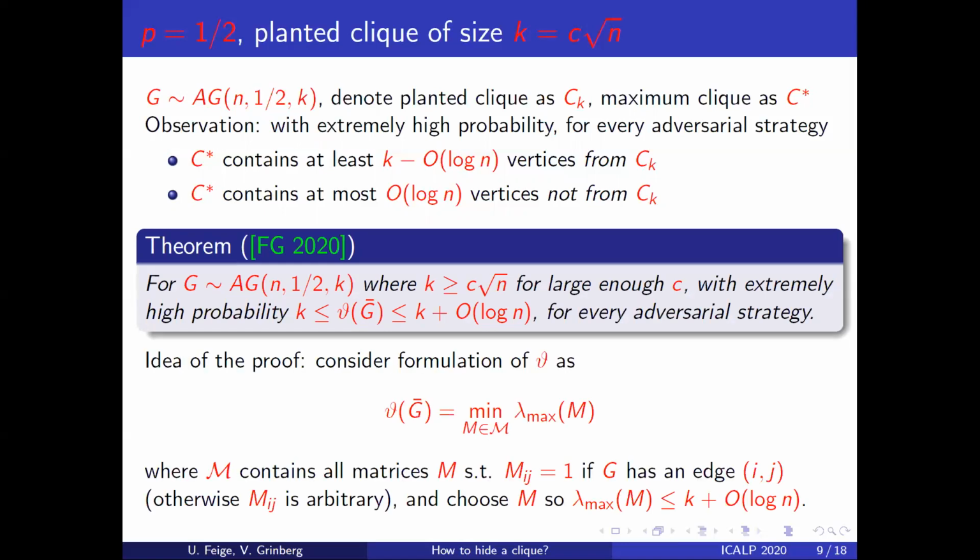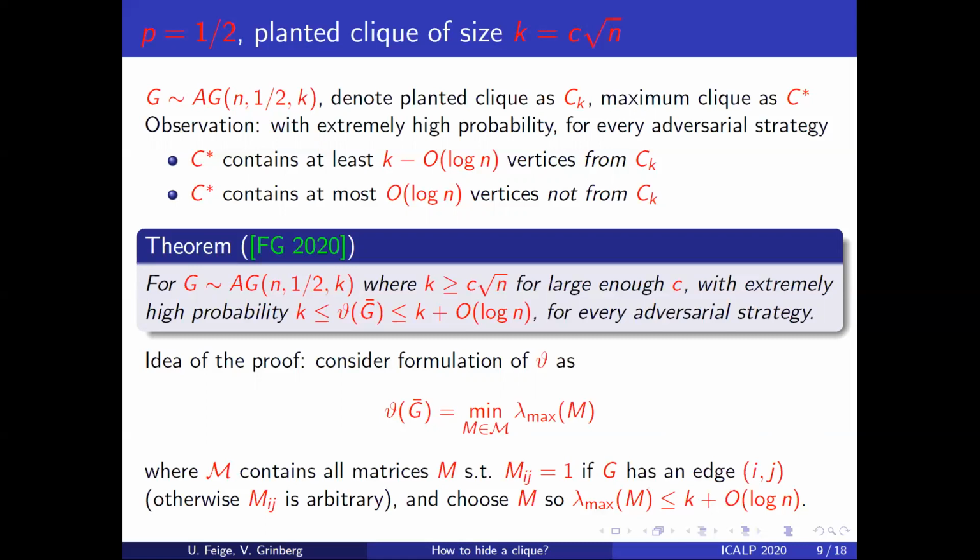To prove the theorem, we consider an equivalent formulation of the Lovász theta function as an eigenvalue minimization problem, where we minimize the maximum eigenvalue of a matrix M such that it has entries 1 for every edge present in graph G and arbitrary values in the other entries. We introduce a matrix M with these properties such that its maximum eigenvalue is at most k plus log n, which gives the desired theta function upper bound.